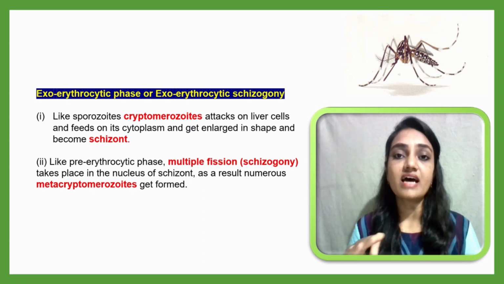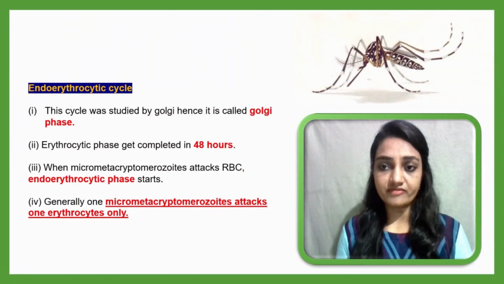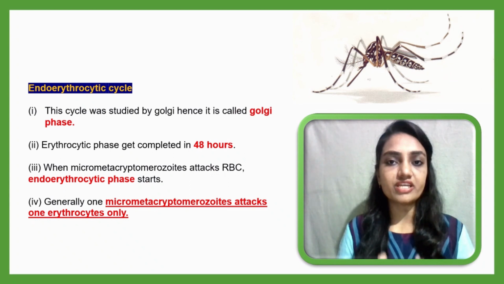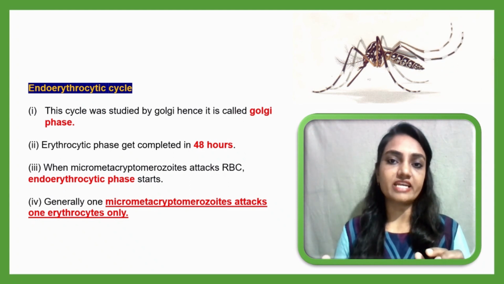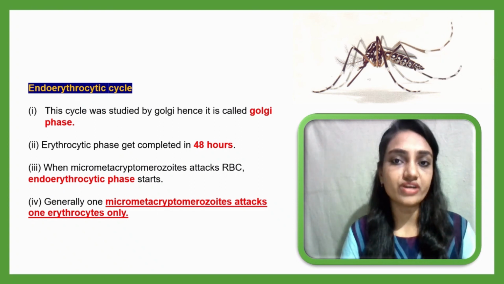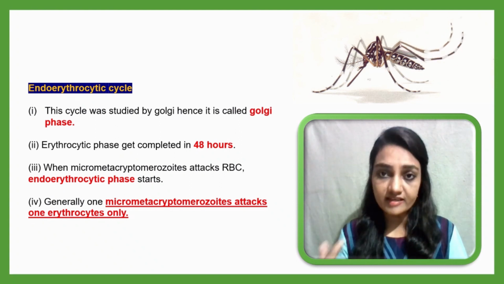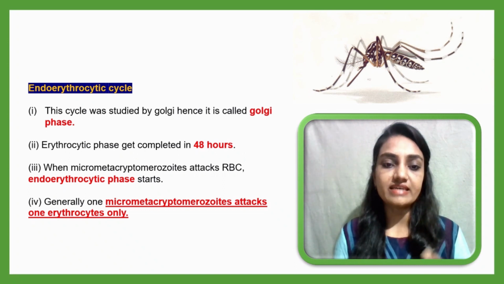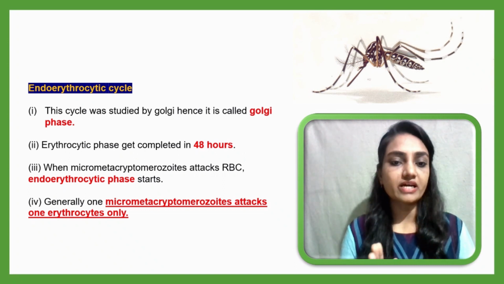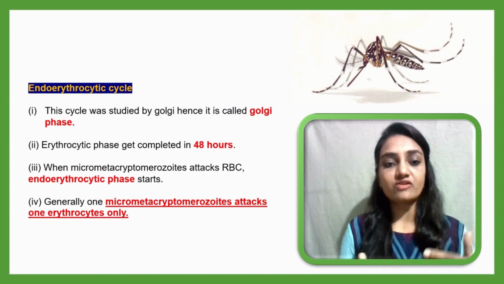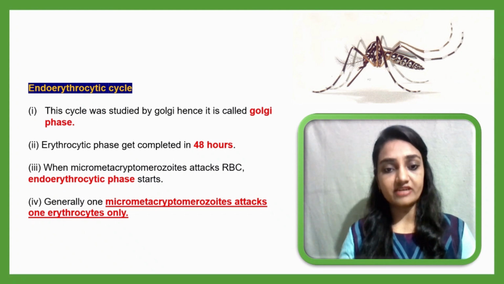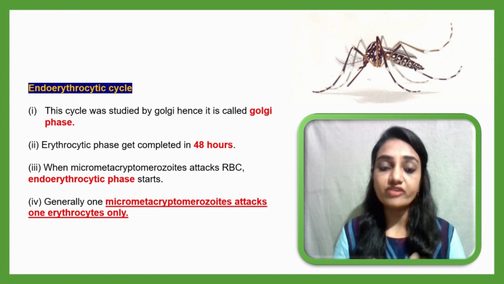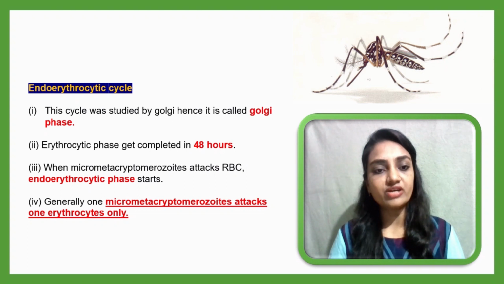Now they enter the RBCs. Whatever stages are found from now on will be inside the RBC, and that's why these stages afterward are called the endoerythrocytic cycle. Endo means inside and erythrocyte means RBC, and that's why the name endoerythrocytic cycle is given. This cycle was first studied by Golgi, and that's why this phase is also called the Golgi phase. The erythrocytic phase is completed within 48 hours. When metacryptomerozoites attack the RBC, the endoerythrocytic phase starts. Generally one metacryptomerozoite attacks only one erythrocyte. In this way the endoerythrocytic cycle is initiated.